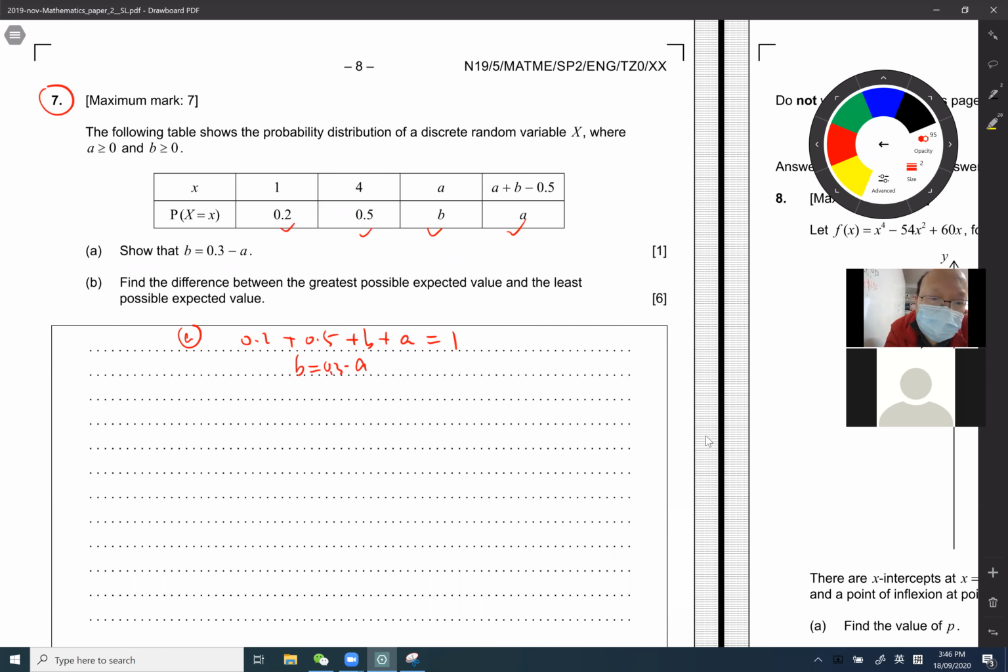Do you understand this step? Yes. John, do you understand this step? They ask you.